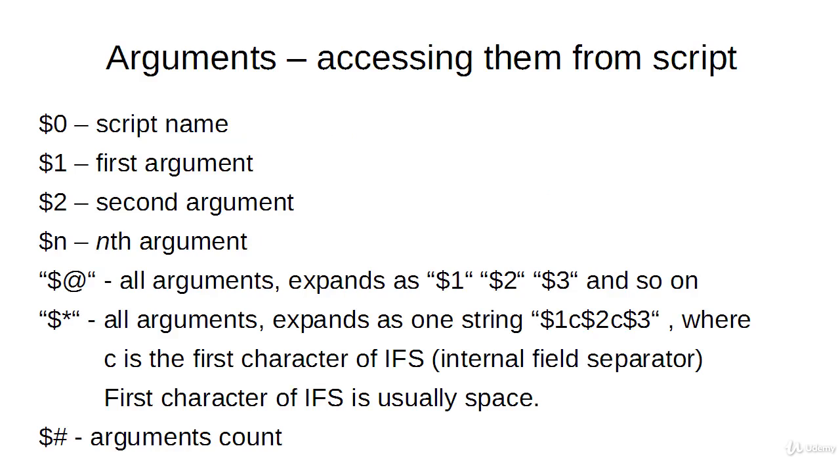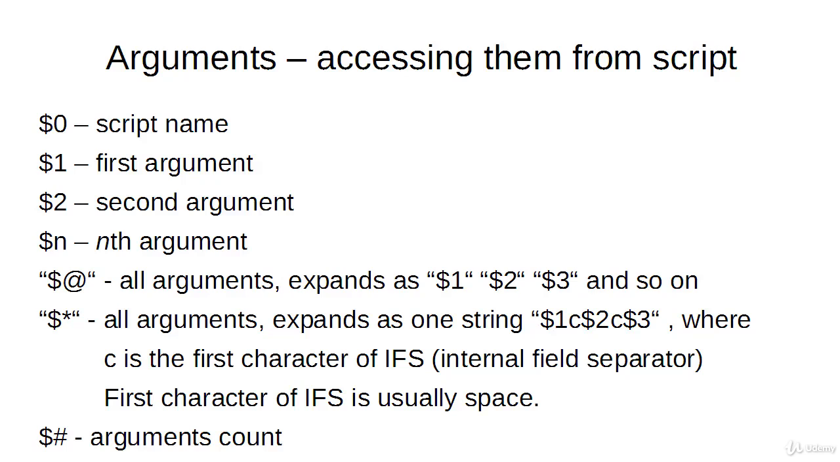How can we access arguments from the script? Script name can be accessed as $0. First argument as $1, second argument as $2, and so on. Then we have an option to show all arguments using $@ and using $*.